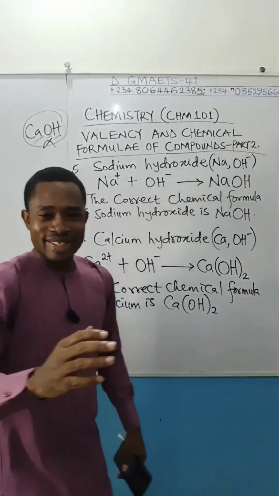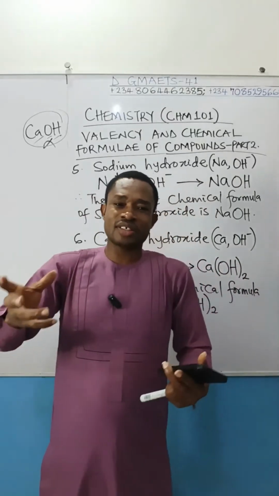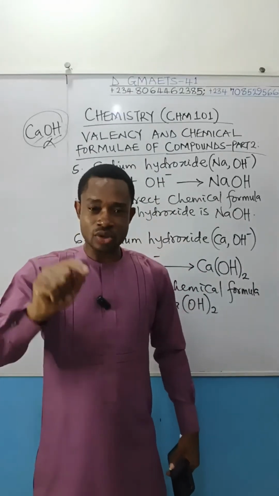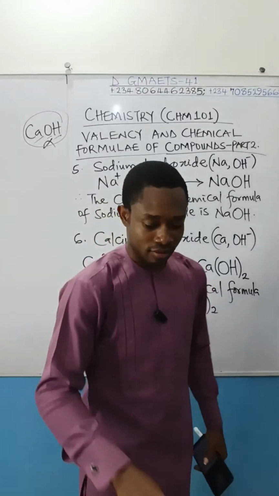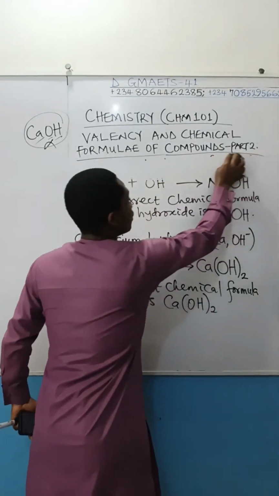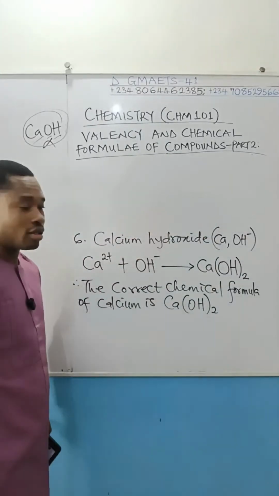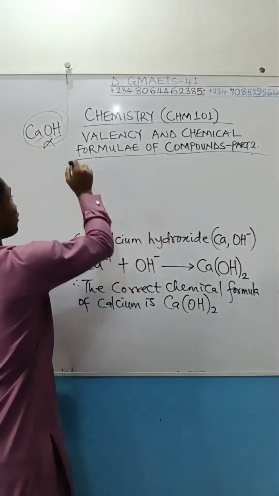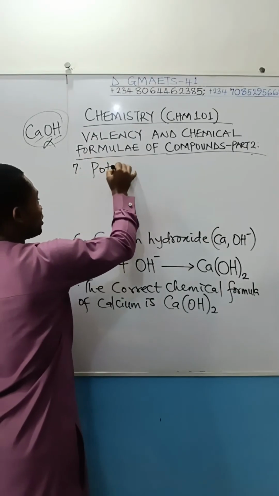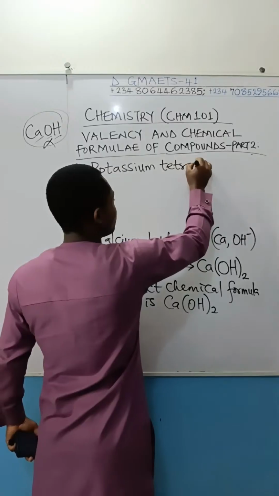We are moving on. Let's now migrate to other compounds that might sound a bit weird or new to you. We are going to look at potassium tetraoxomanganate 7. Potassium tetraoxomanganate 7. That takes us to number 7. Compound number 7. Remember, we are treating trinary compounds. Number 7. What is the correct chemical formula of potassium tetraoxomanganate 7?